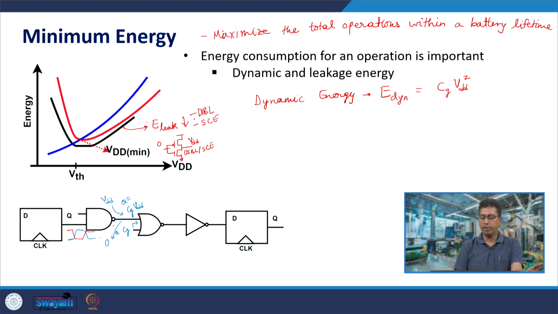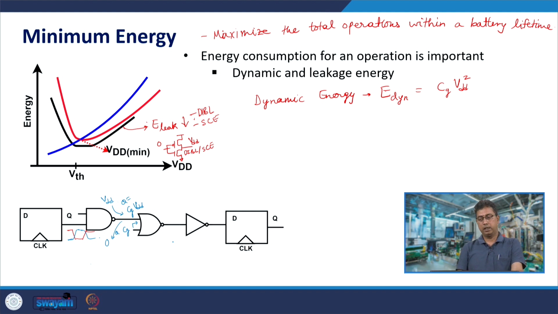So, in a simple way, we can say that over a cycle, the dynamic energy consumption is Cg VDD square. That invariably keeps on reducing as you reduce VDD. What about leakage energy? That we will see in more detail. Before we look into that, let us think of the time period, because we have discussed time period also.